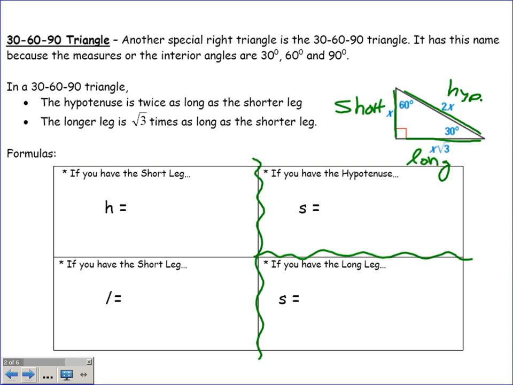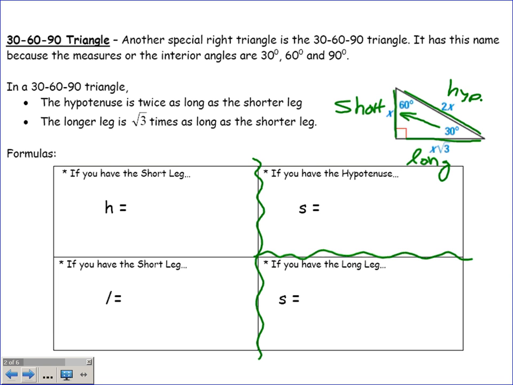The short leg is always the one across from the 30 degrees. The long leg is always the one across from the 60. And as always, 90 degrees is across from the hypotenuse. Okay, you always have to identify this. Usually the first thing that I do whenever I see one of these triangles is identify, hey, is that the long leg, the short leg, or the hypotenuse?